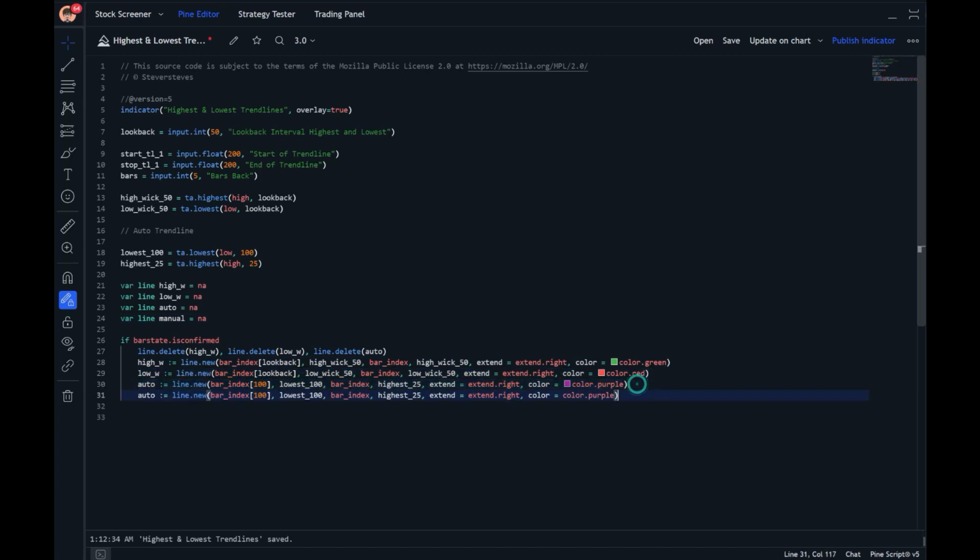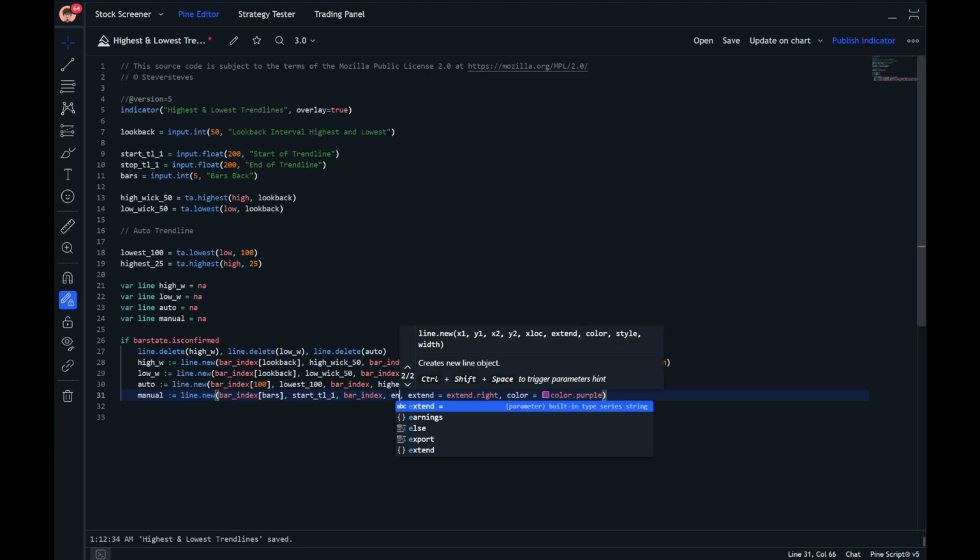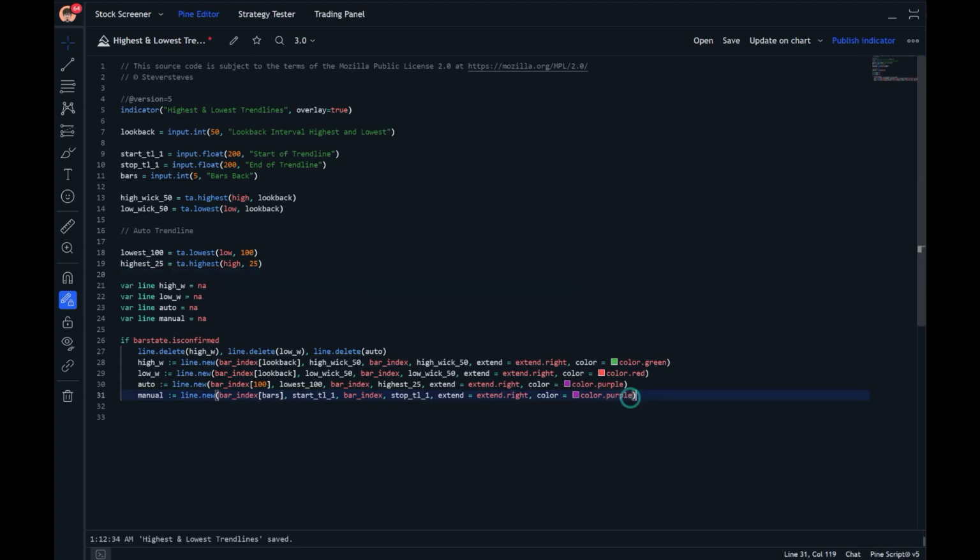We're going to just copy this because we're lazy. Change that to manual. Our bar index, we're going to assign the bars variable. Our lowest is going to be start trendline 1. Our highest is going to be stop trendline 1. And we'll give it a different color. Let's give it blue. Okay, we're going to save it.